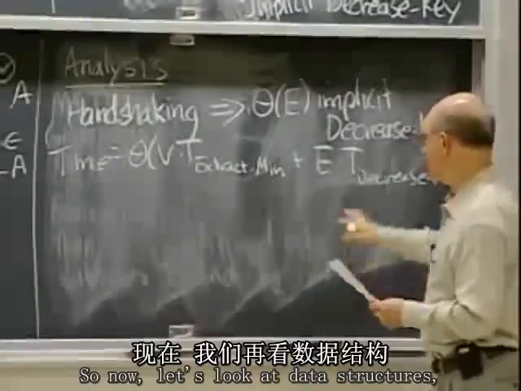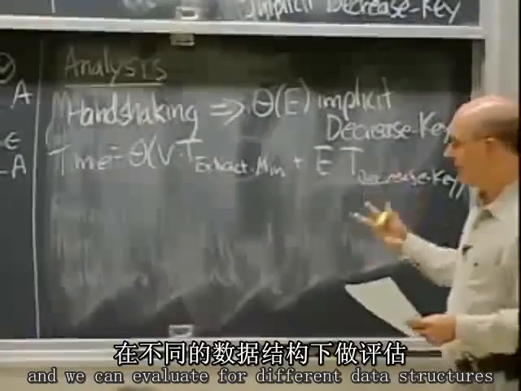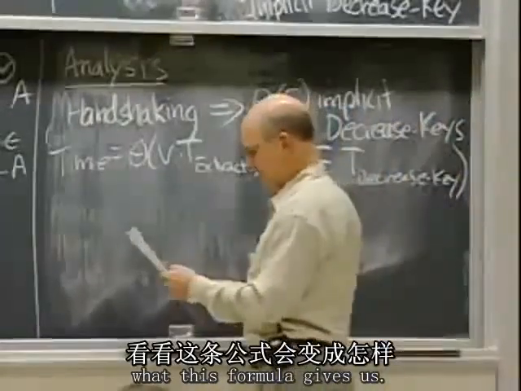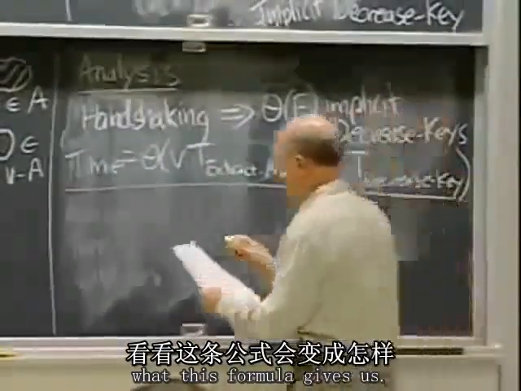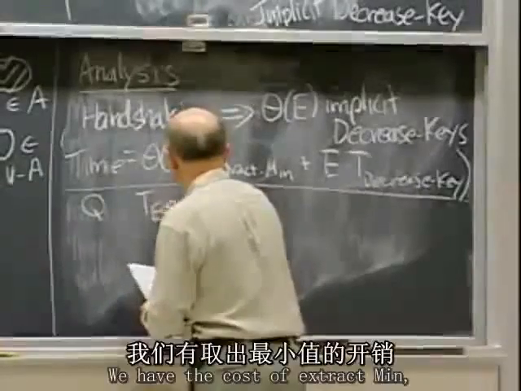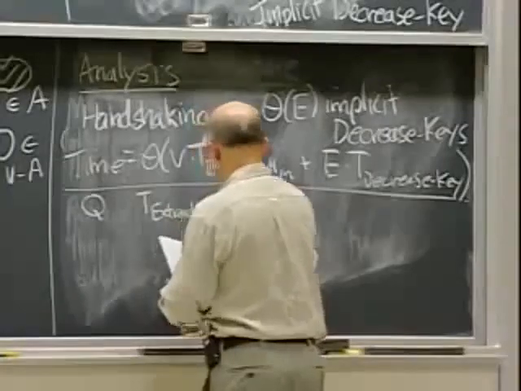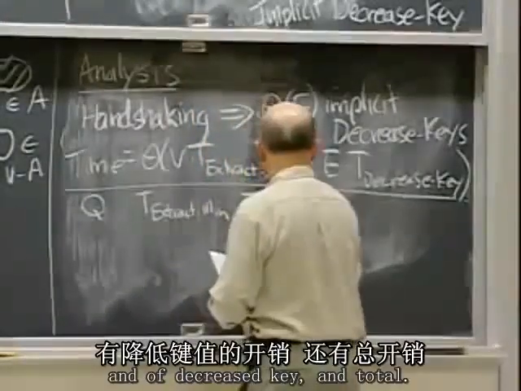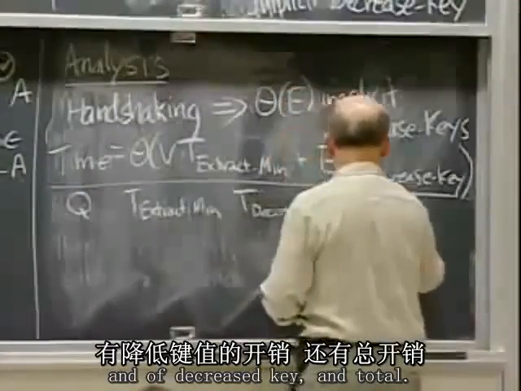So now let's look at data structures, and we can evaluate for different data structures what this formula gives us. So we have different ways of implementing a data structure. We have the cost of extract min and of decrease key and total.